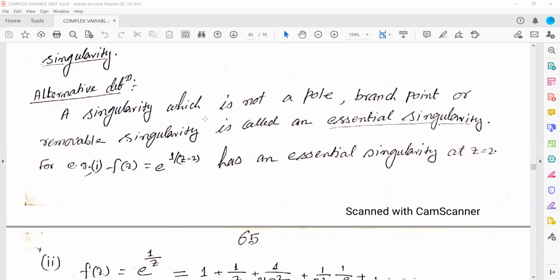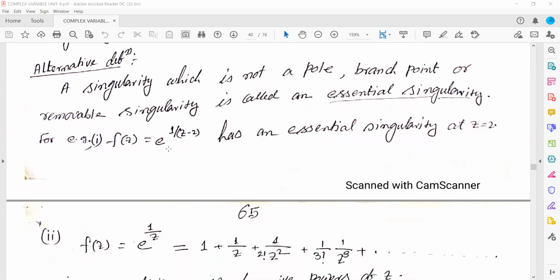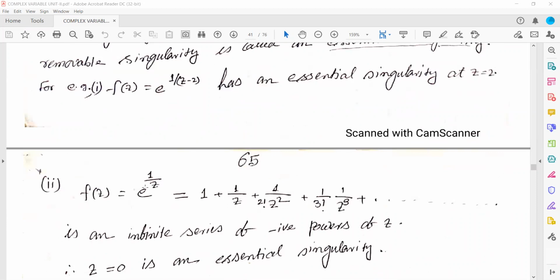Obviously you know how to find the pole and how to find the removable singularity. Just check whether this is a pole or a removable singularity. If not, then that singularity must be an essential singularity. Say for example, f(z) equal to 1 upon z minus 2. Here z equal to 2 is the singularity of the function. So z equal to 2 is neither a removable singularity nor a pole, and so it is an essential singularity.